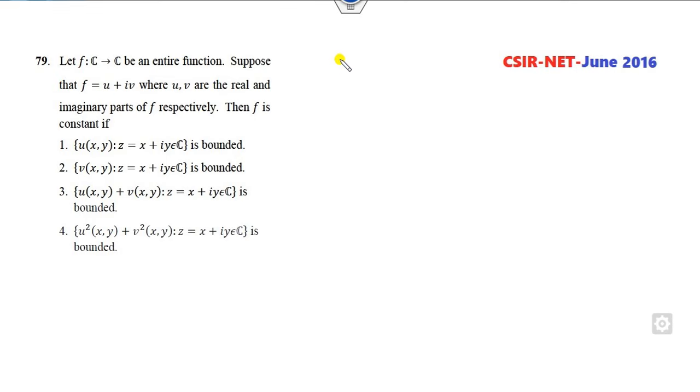Okay, next one: f is my entire function. It is given to you. Then f is constant. Again, when it will be constant, you can prove either u or v is bounded. Fine, either of them.